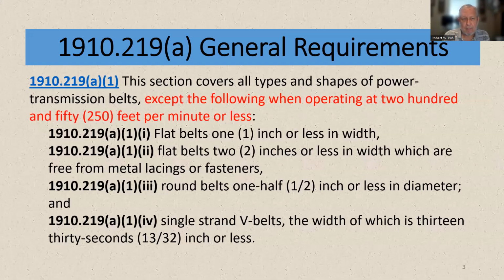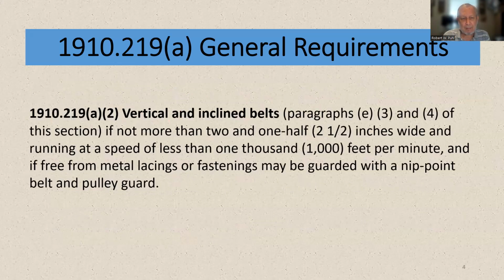But let's get started on it. This section covers all types and shapes of power transmission belts, except the following when operating at 250 feet per minute or less. Again, they're talking about belts now. Flat belts 1 inch or less in width, and more, that's the detail. We're not going to worry too much about that. Vertical and inclined belts, if not more than 2.5 inches wide and running at certain speeds per minute, may be guarded with a midpoint belt and pulley guard.